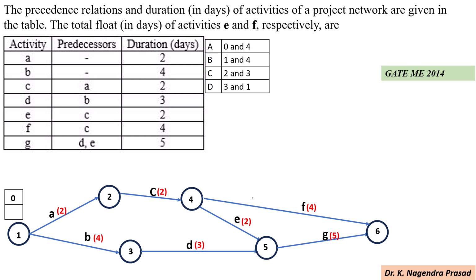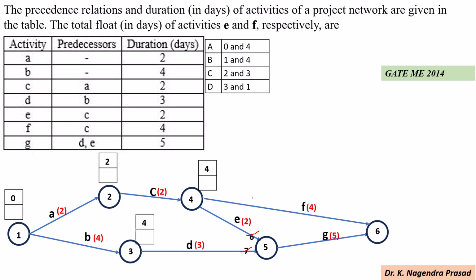Next, for activity A, earliest time is 0 plus 2, that is 2. Next, for activity B, earliest time is 0 plus 4 equal to 4. Next, for activity C, earliest time is 2 plus 2 equal to 4. Next, for activity D, earliest time is 4 plus 3 equal to 7. And for activity E, earliest time is 4 plus 2 equal to 6.